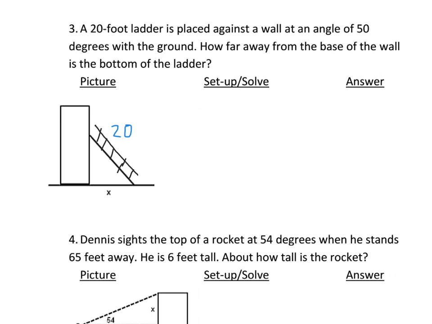And that ladder makes an angle with the ground. So the angle with the ground would be right here that they're talking about. And that is 50 degrees right there. And then, let's see, this would be our right angle. Let's go ahead and label the triangle with our SOHCAHTOA.